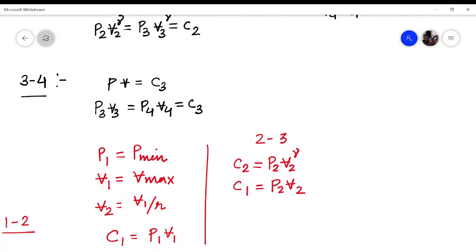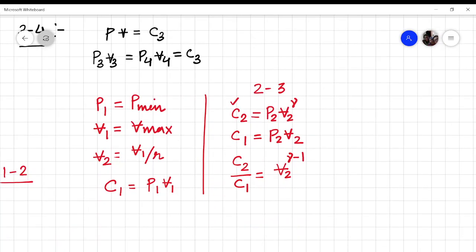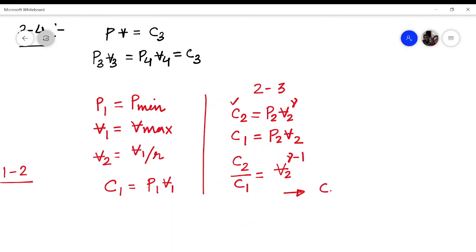So if I write this C2 by C1, I don't know what is P2, so I don't know what is C2. So C2 I have to evaluate here. So if I divide this by C1, this P2 will vanish and it becomes V2 to the power gamma minus 1. So from here I know C2 in terms of C1 and V2 to the power gamma minus 1.